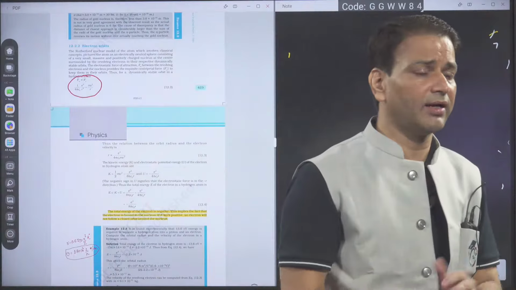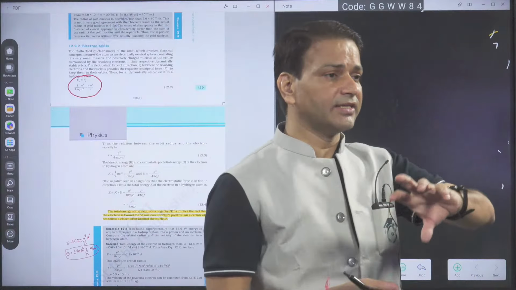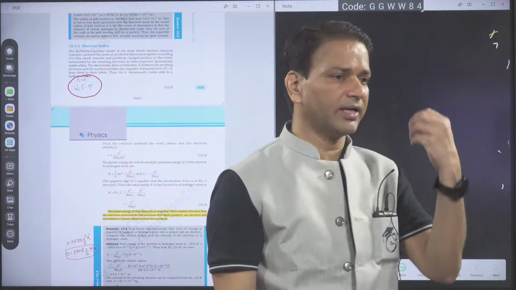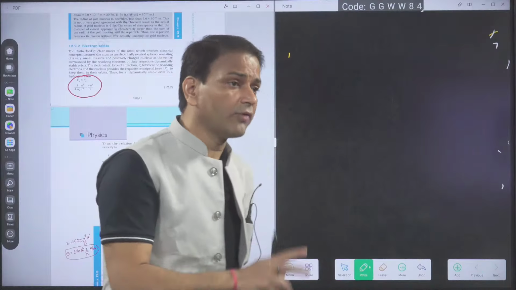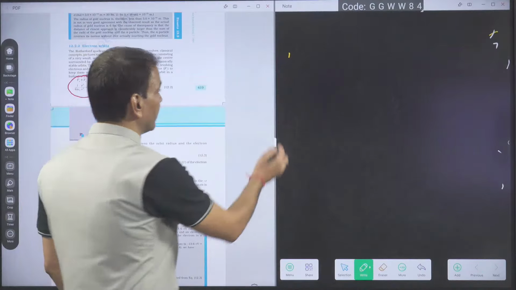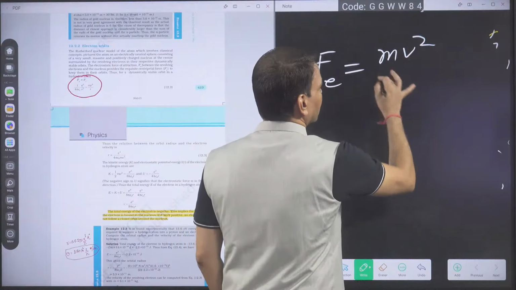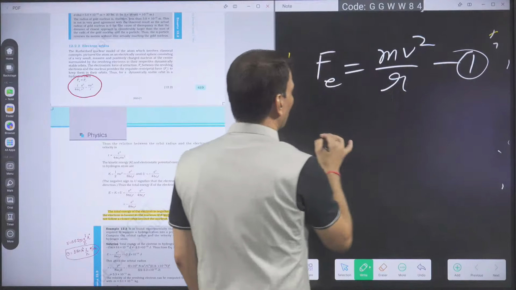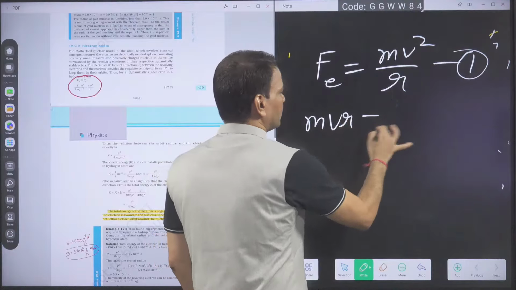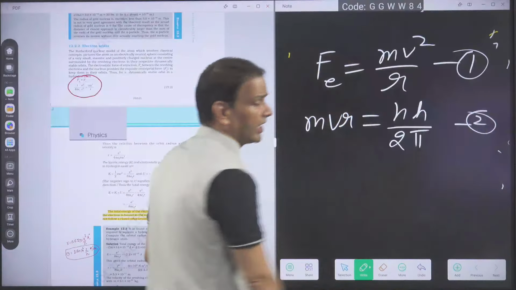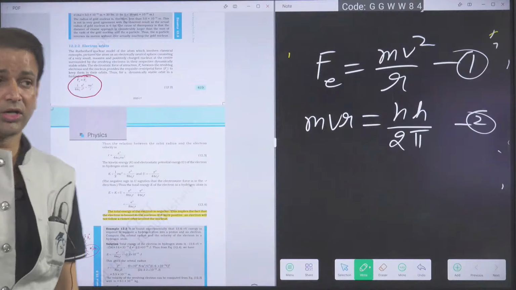Last year also they asked the same question. They are changing the force equation and asking how the radius will depend upon n, and how the energy will depend upon n. All formulas we derive using two relations. One is force equal to centripetal, mv square by R. Second is Bohr quantization, mvr is equal to nh upon 2 pi. These two we are using to derive all relations.